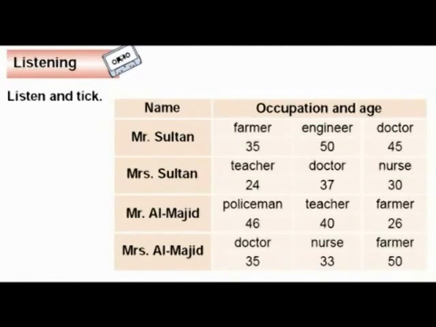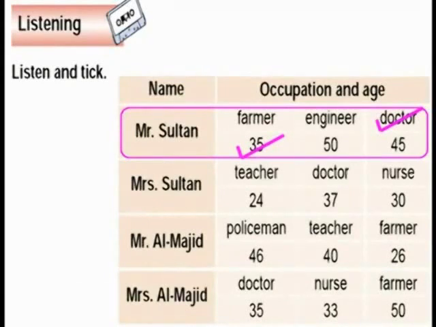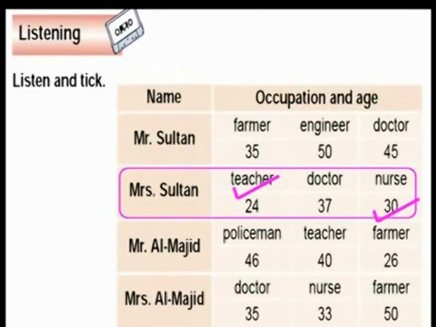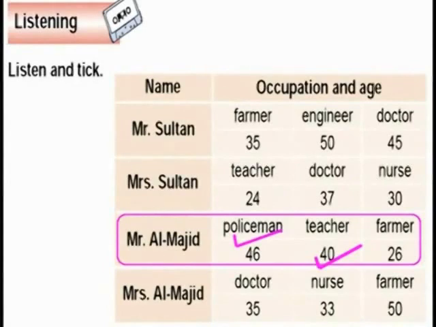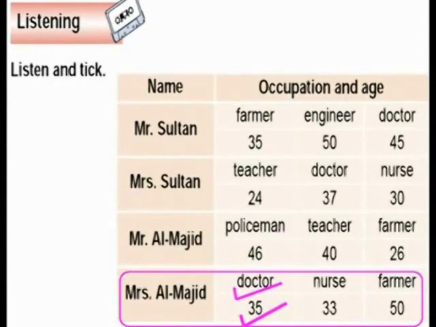Unit 5, Lesson 4, page 48, listening task. Match each person with the job of each person. 1. Mr. Sultan is a doctor. He is 35 years old. 2. Mrs. Sultan is 30 years old and works as a teacher. 3. Mr. Al-Majid works as a policeman. He is old. 4. Mrs. Al-Majid is 35 years old. She is a doctor.